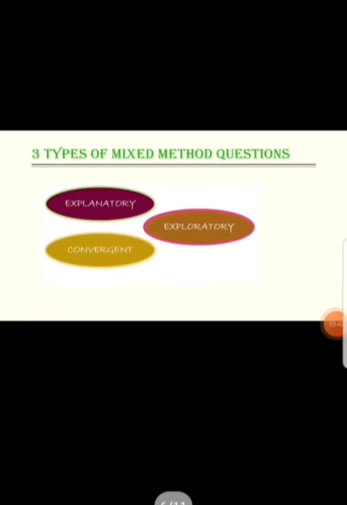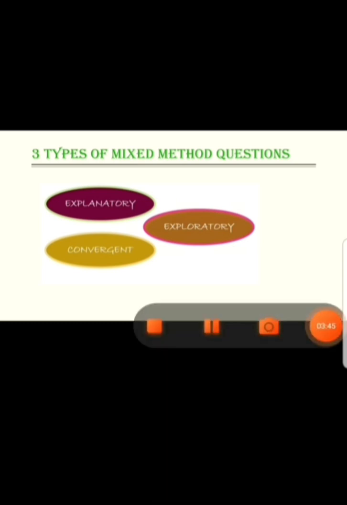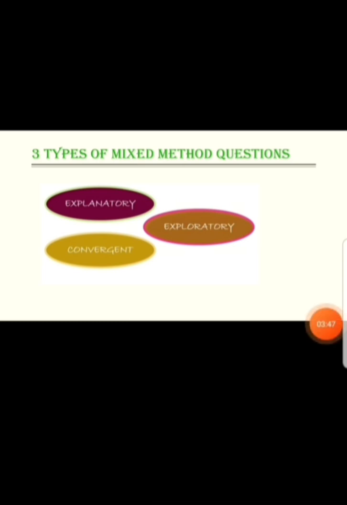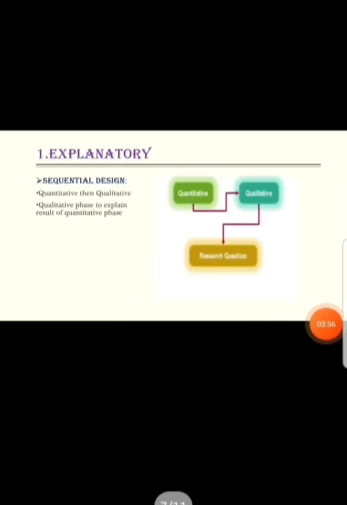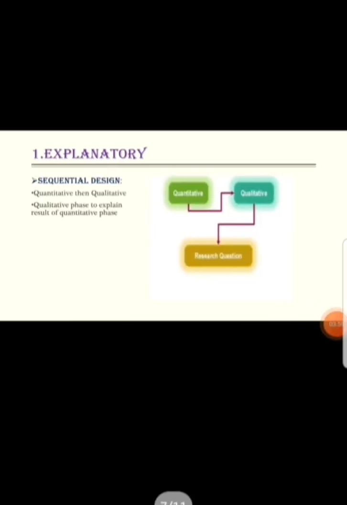There are three types of mixed method research designs: explanatory, exploratory, and convergent. Now the first type is the sequential explanatory design. Basically, this design involves the collection and analysis of the quantitative data followed by the collection and analysis of the qualitative data. The priority is given to the quantitative data and the findings are integrated during the interpretation phase of the study.